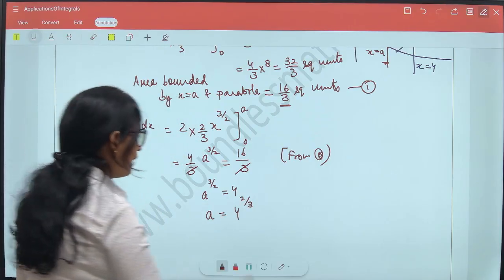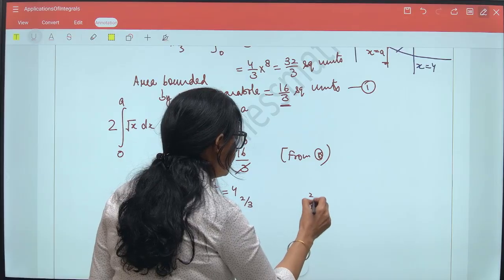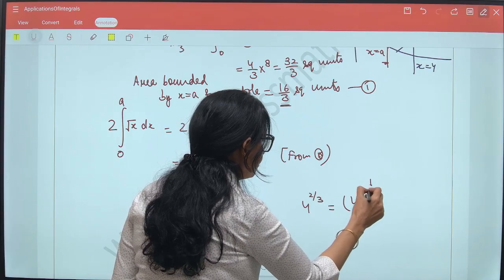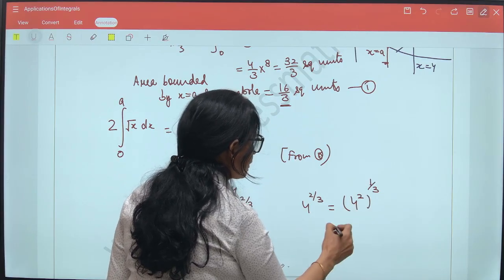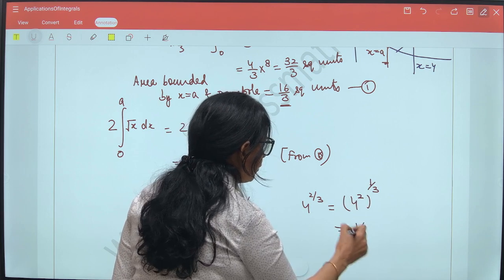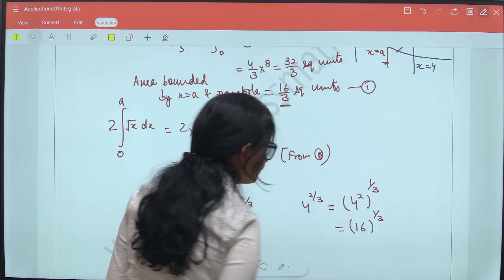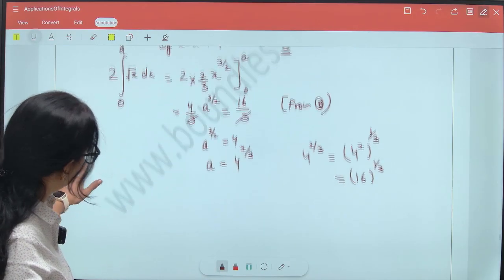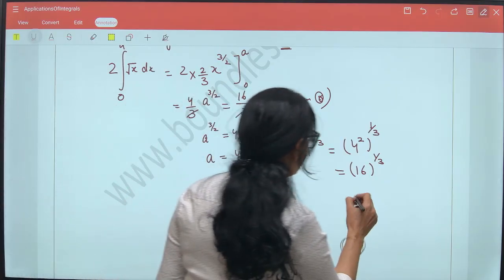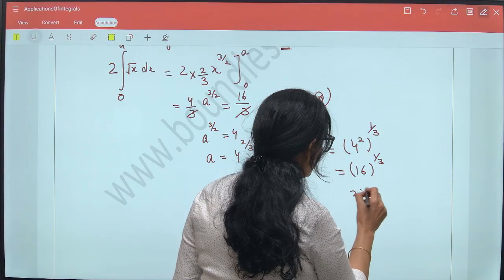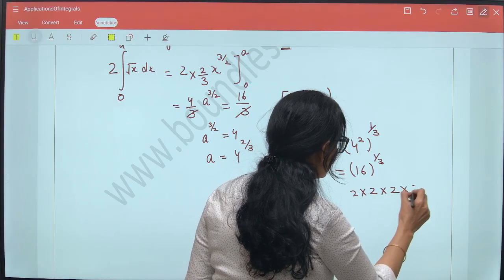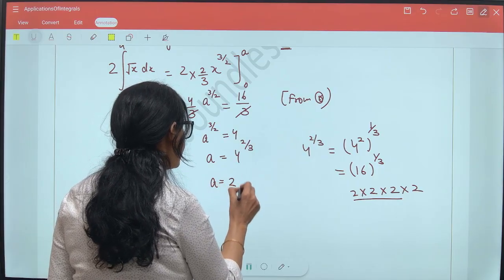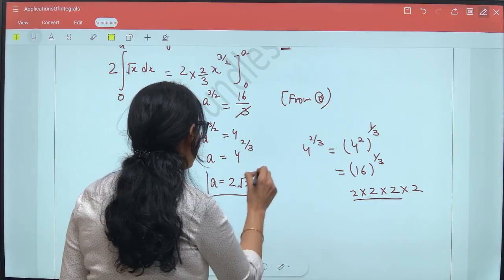Understood? Now how to find 4 to the power 2 by 3? Again same, 4 square and then cube root of this. What is 4 square? 16. Now what is cube root of 16? You don't actually need to find. It is going to be 2 root 2. 2, 4, 8, 16. Cube root means 2 root 2. So that means the value of a is 2 root 2. So this is your final answer.